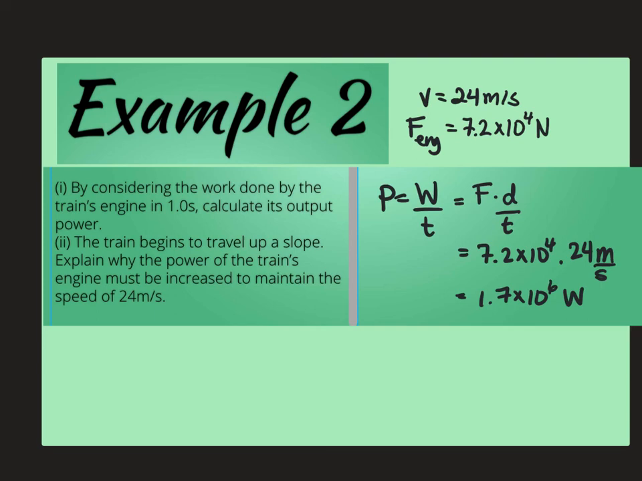Now, once the train begins to travel up the slope, they're going to have to increase power to maintain that speed. So one of the things you need to realize is as I'm going up the slope, I'm going to have an increase in potential energy, and that's going to need to come from somewhere. Remember our equation, power, work over time. Work is also the change in energy over time. So as I go up the slope, that means this value here, my energy, is going to be more than if I was just going along a flat surface.